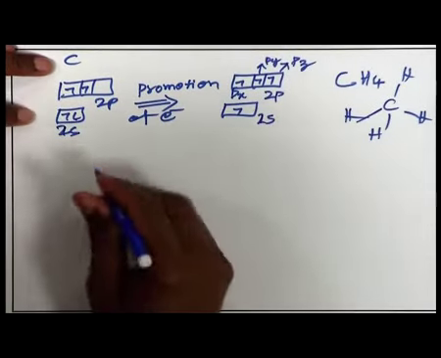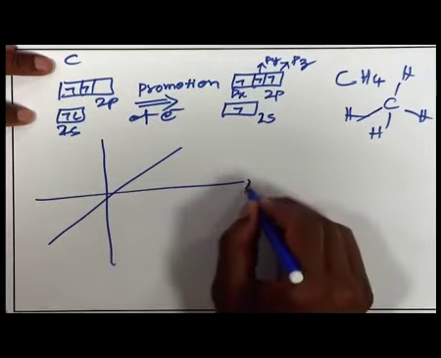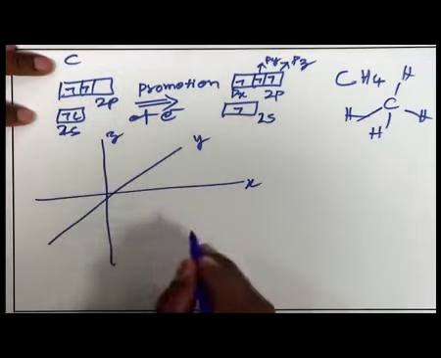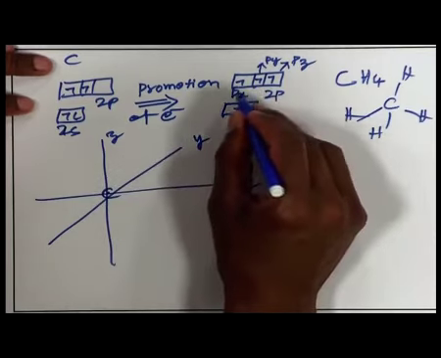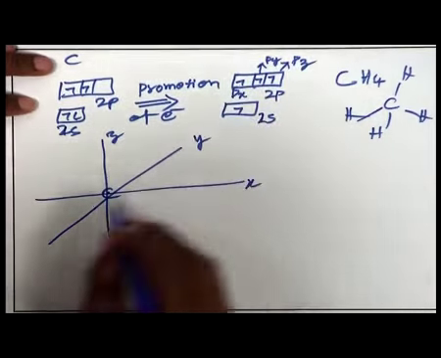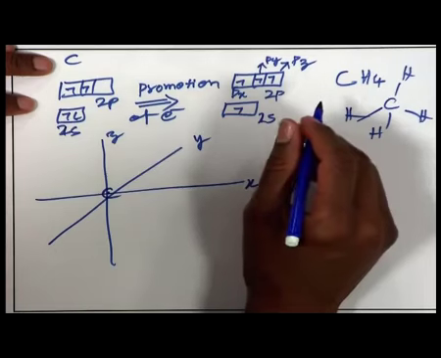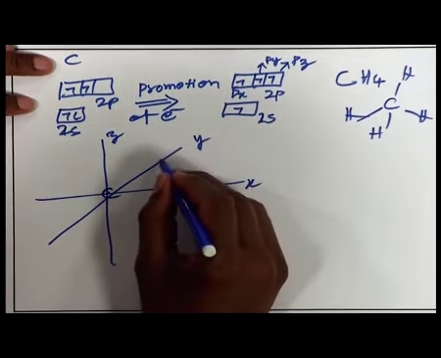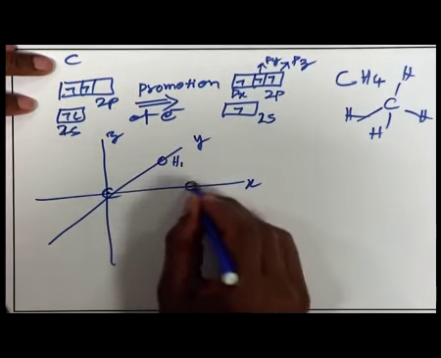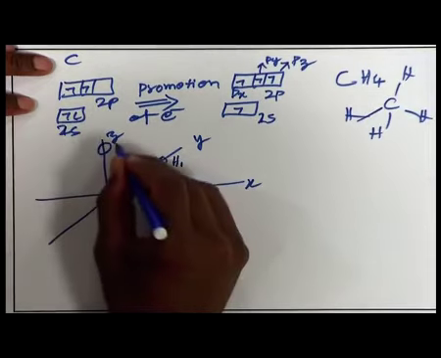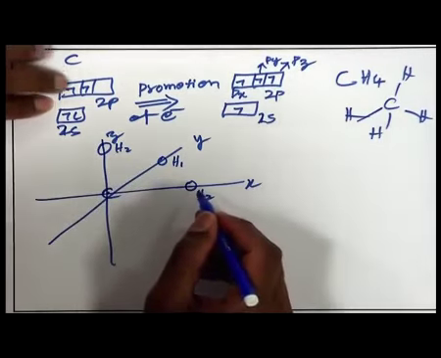Now, let us draw a diagram. Let us say this is the x, this is the y, this is the z axis. This is a carbon, and this is a hydrogen atom. So, you have 3 p orbitals and 1 s orbital. These 3 p orbitals can combine with 3 hydrogen atoms, each having 1 electron. So, you put a hydrogen atom here, another hydrogen atom here, and another hydrogen atom here. So, 3 covalent bonds are formed using the 3 p orbitals.